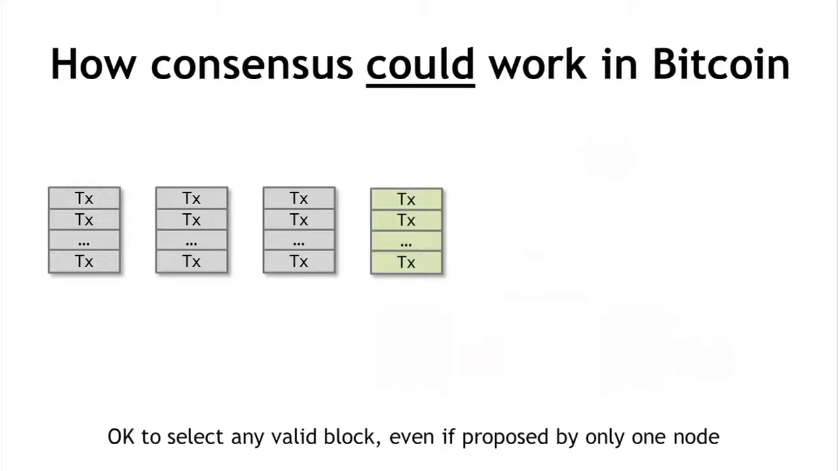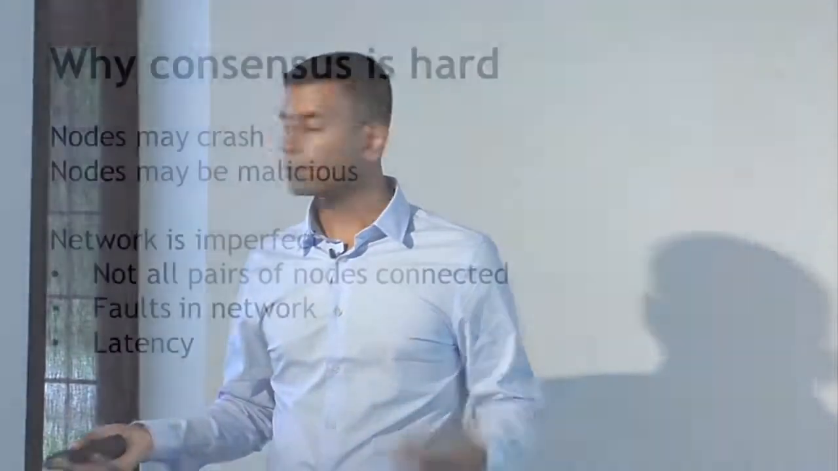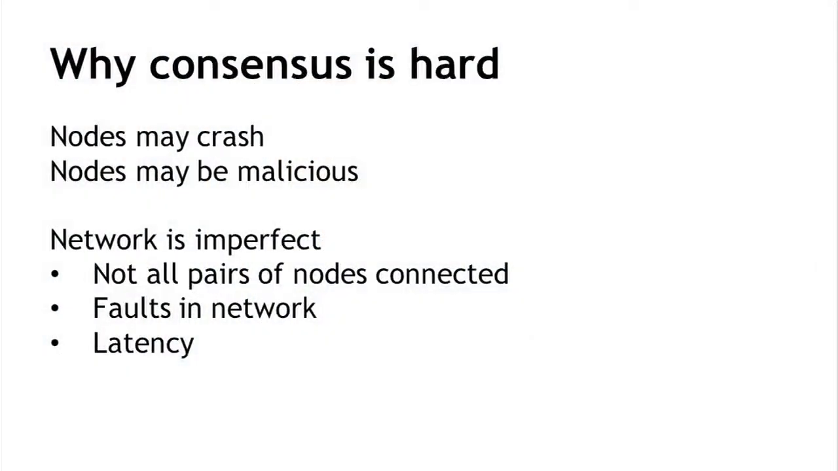Now this has some similarities to how Bitcoin works, but it's not exactly how Bitcoin works. And why is that? The reason for this is simple. Doing things this way is a really hard technical problem for a variety of reasons. There are some obvious ones. Nodes might crash and nodes might outright be malicious. But also because the network is highly imperfect.